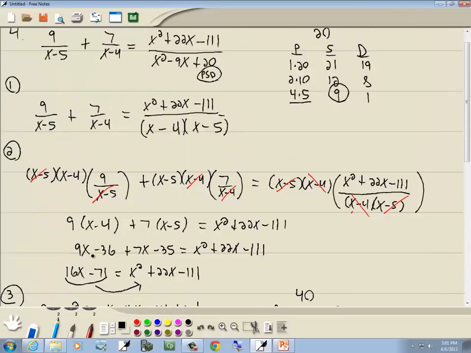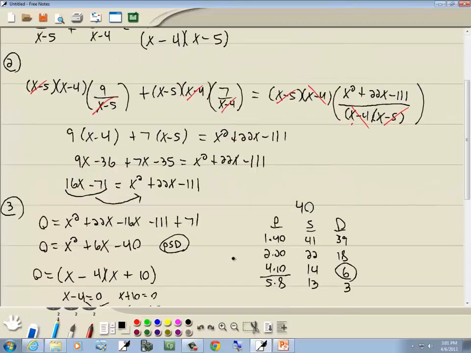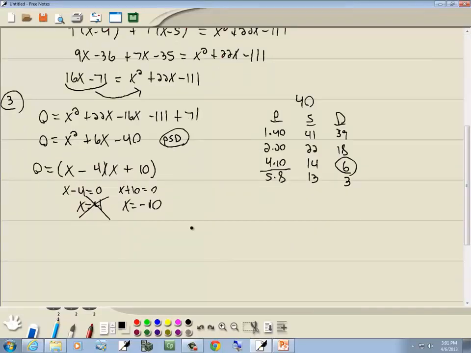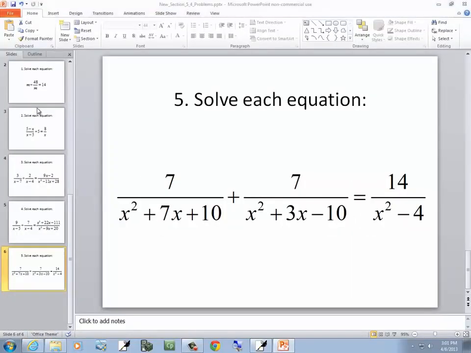Now if I take negative 10, put it back up here. Negative 10 minus 5, that's not 0. Negative 10 minus 4, that's not 0. And same thing over here. So that answer actually works. And let's look at our last problem.